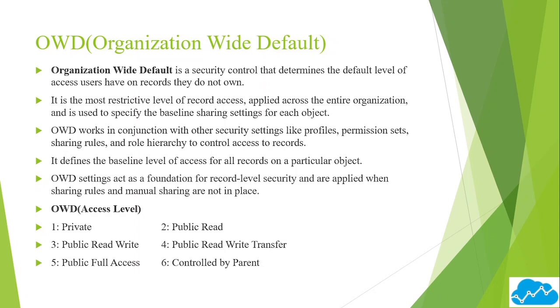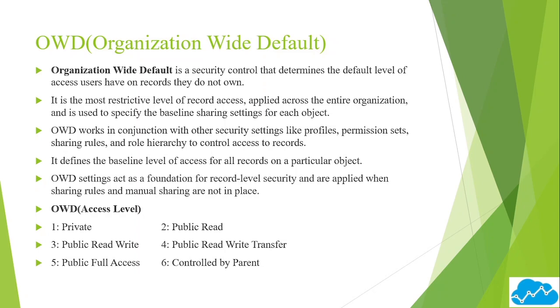OWD works in conjunction with other security settings like profiles, permission sets, sharing rules, and role hierarchy to control access to records. So OWD works with all these profiles, permission sets, security controls, sharing settings, and role hierarchy. This is all the concepts it includes. It defines the baseline level of access for all records on a particular object. So on a particular object, the access we get is defined by the OWD.